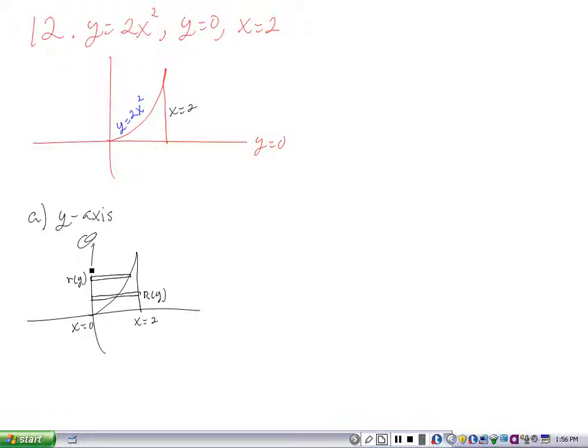Now, notice that since this is with respect to y, because it's r of y, I have to solve for x in terms of y. So if I have y is equal to 2x squared, then I get y divided by 2 is equal to x squared. And so I have x now is equal to plus or minus the square root of y over 2. And we're just talking about the positive side, so we just take x equal to the square root of y over 2.